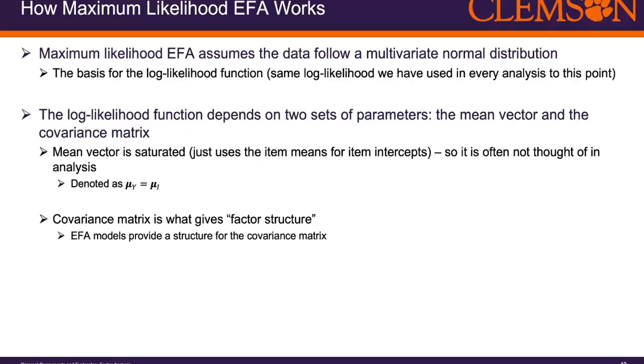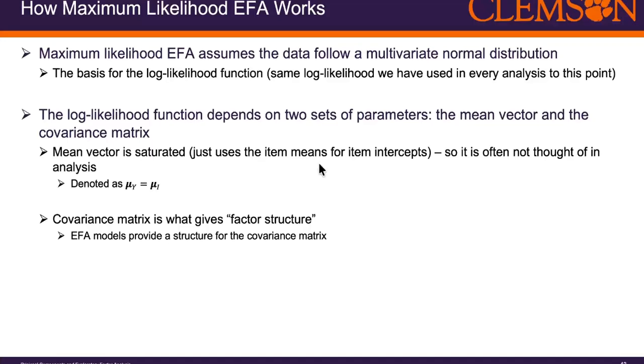So how maximum likelihood exploratory factor analysis works is this. It assumes that your data follow a multivariate normal distribution. That is the basis for the log likelihood function itself. The log likelihood function depends on two sets of parameters. Again, a mean vector and a covariance matrix. We've had this in the CFA lecture. It still follows from it, right?